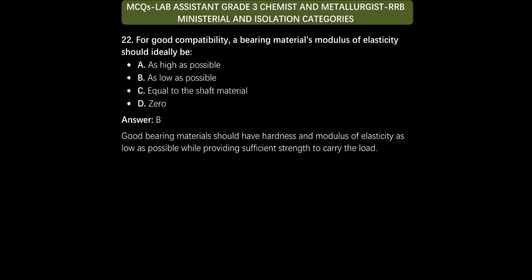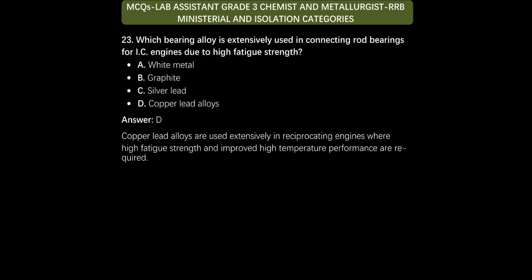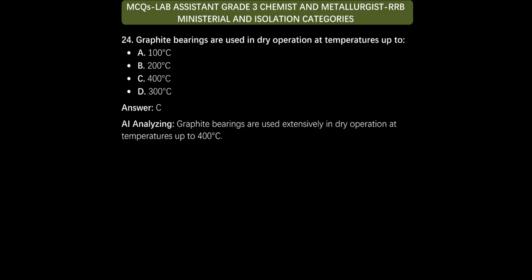For good compatibility, a bearing material's modulus of elasticity should ideally be as low as possible. Which bearing alloy is extensively used in connecting rod bearings for IC engines due to high fatigue strength? Option D, copper lead alloy. Graphite bearings are used in dry operation at temperatures up to option C, 400 degrees Celsius.